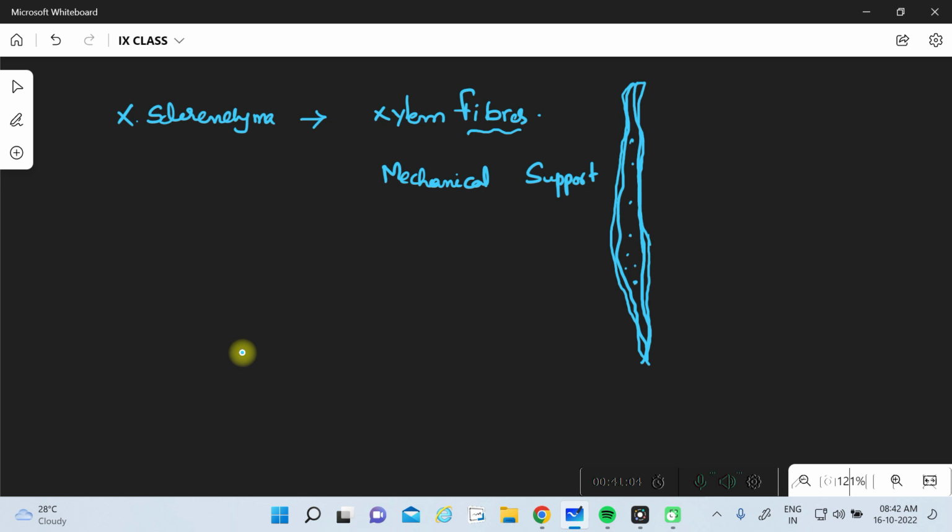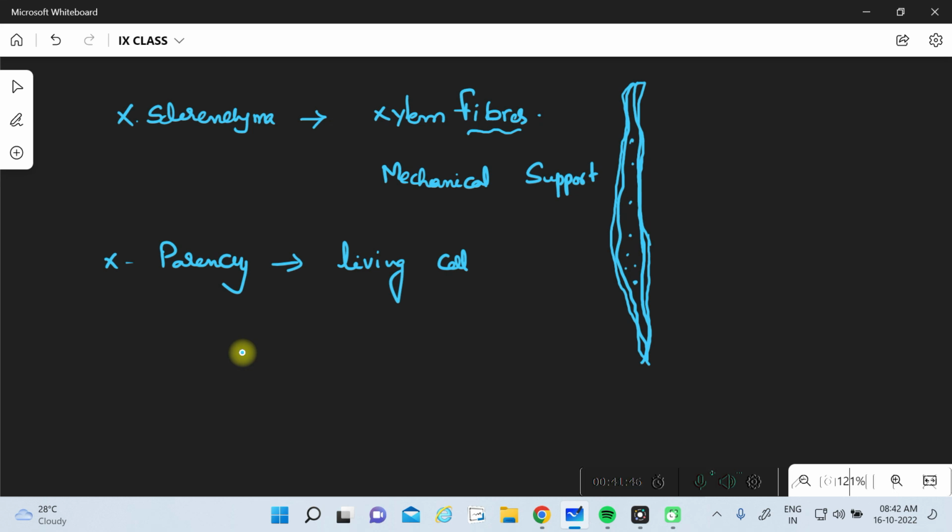Now the last one which is left out is xylem parenchyma. The parenchyma which is present in the xylem, we call it xylem parenchyma, and this is the only living cell in the xylem tissue. The other three cells, tracheids, vessels, and even sclerenchyma, are dead. We have already studied the structure of sclerenchyma. It is a dead mechanical tissue. So the only living one in the xylem is xylem parenchyma.